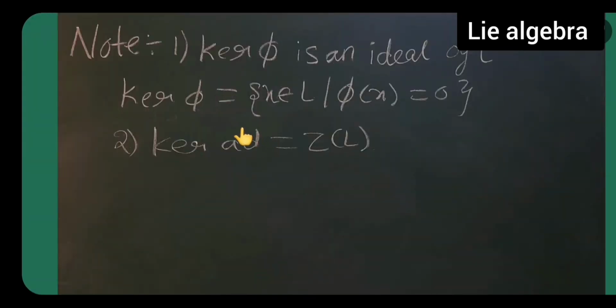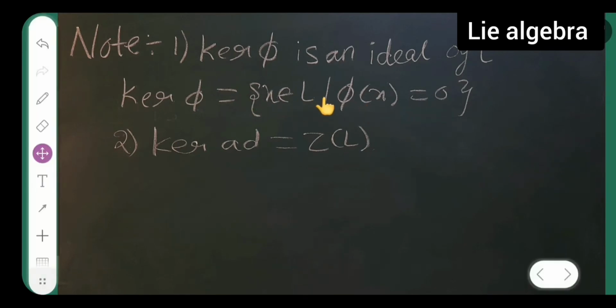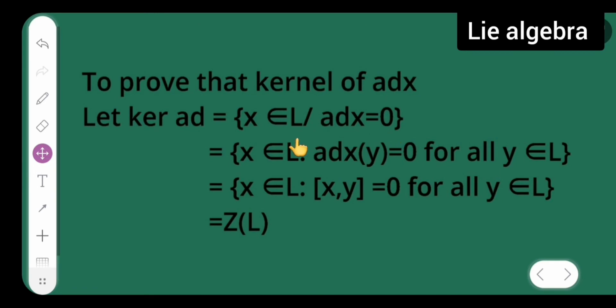Yeah, see this note. Kernel of phi is an ideal of L, but kernel of phi is nothing but {x belongs to L, where phi(x) = 0}. Here what is there? Kernel of ad is there. So ad of that x is equal to 0, for x belongs to L. So that thing I have applied over here, so that this is equal to 0. That is from the kernel statement, or the note I have given you.